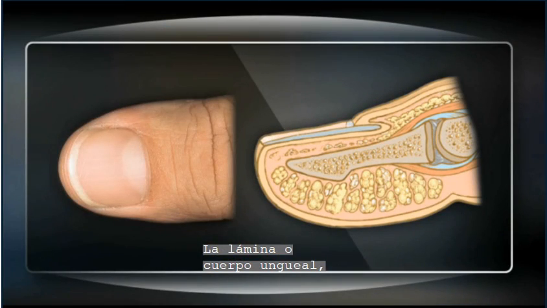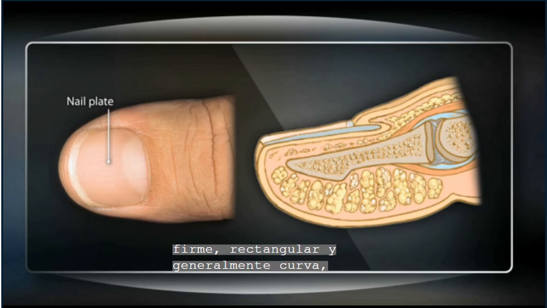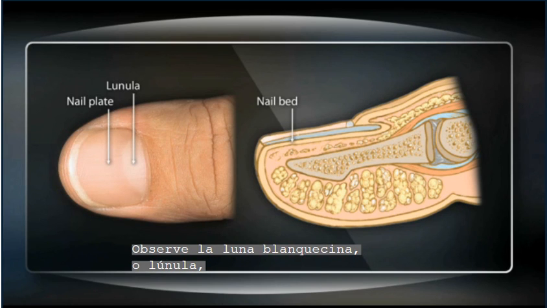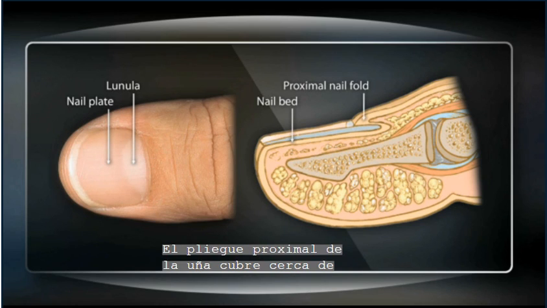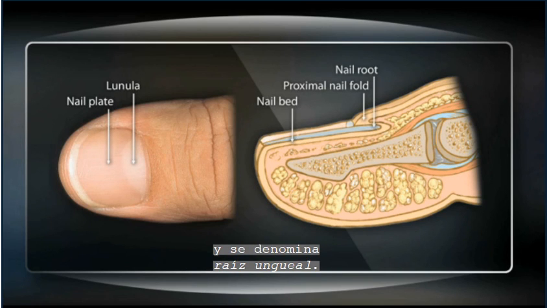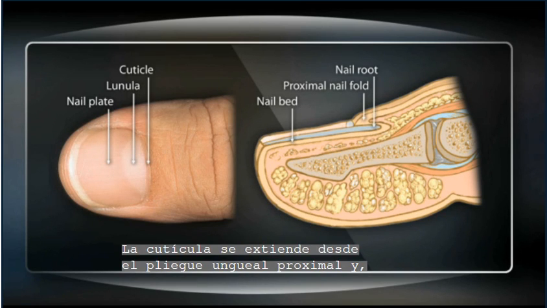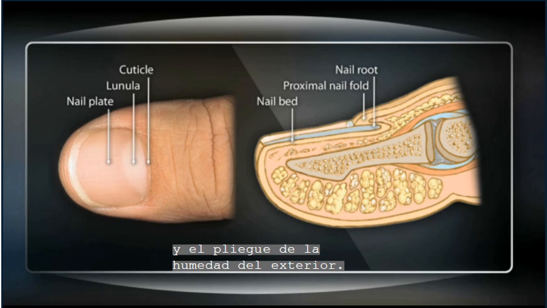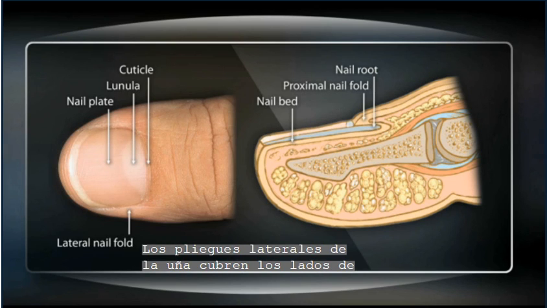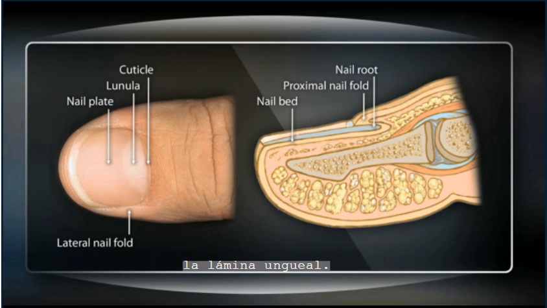The firm rectangular and usually curving nail plate gets its pink color from the vascular nail bed to which the plate is firmly attached. Note the whitish moon, or lunula, and the free edge of the nail plate. The proximal nail fold covers roughly 1/4 of the nail plate, called the nail root. The cuticle extends from the proximal nail fold and, functioning as a seal, protects the space between the fold and the plate from external moisture. Lateral nail folds cover the sides of the nail plate.